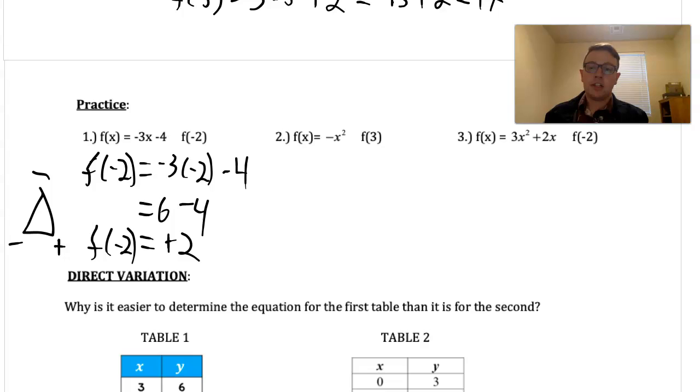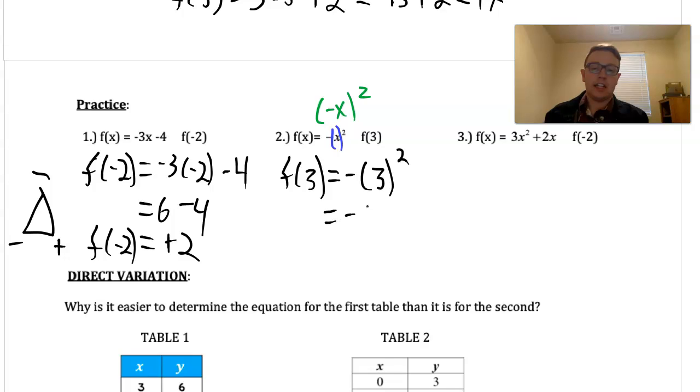All right, for this one, we substitute the 3 in. So this becomes f of 3, and it becomes negative. Remember, the negative is outside. If we wanted the negative included, we would have parentheses around. So this would be negative x squared. But when we see the negative just hanging out, it means we're looking at parentheses just around the x. So this is negative parentheses 3 squared, or negative 9.